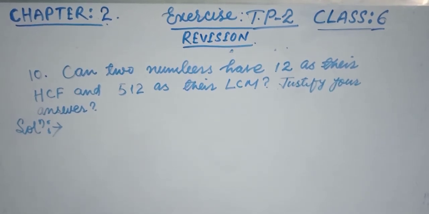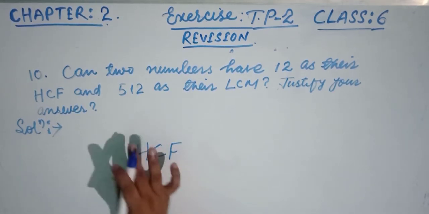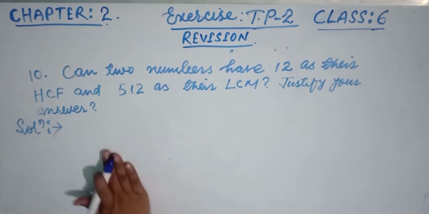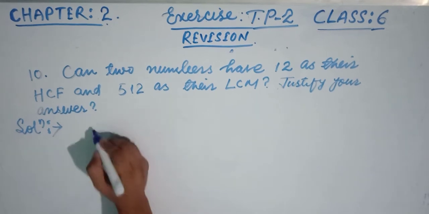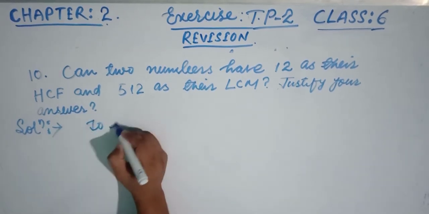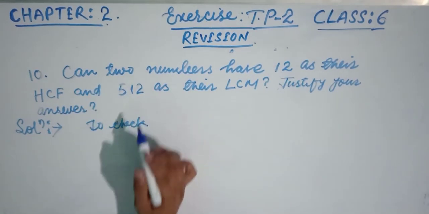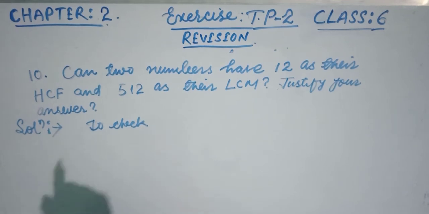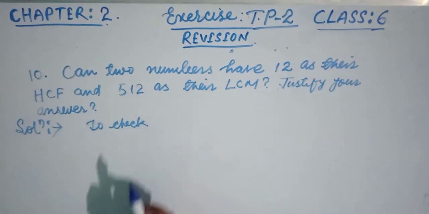So if you remember friends and collect the points, the properties of LCM and HCF, there is a relation between HCF and LCM. What, friends? HCF is always a factor of the LCM of the same group of numbers. That means HCF can divide LCM. The value of HCF can divide LCM. To check, friends, if this 12 divides 512, then we can say yes. Yes, the answer is yes. A group of numbers can have 12 as HCF and 512 as LCM.